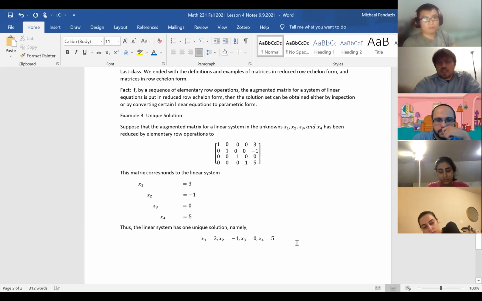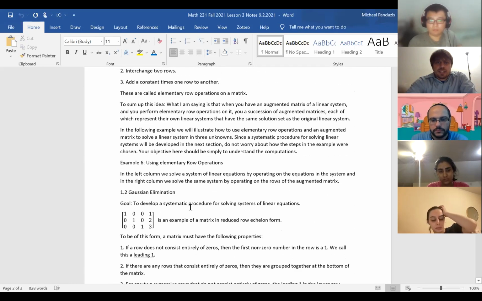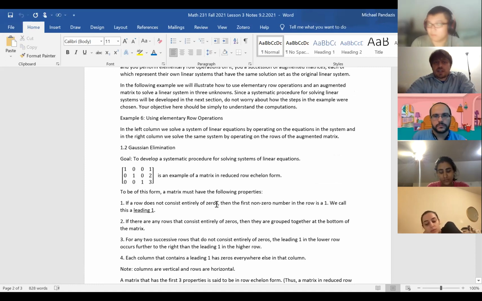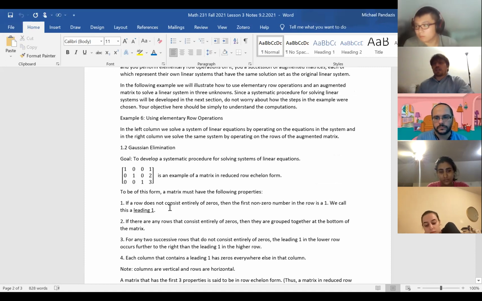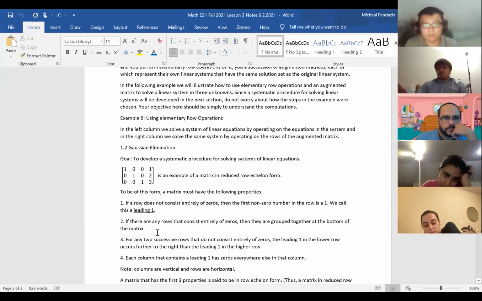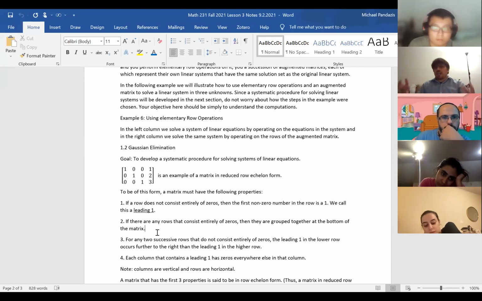Okay, so the 4 properties, again, for a matrix to be in reduced row echelon form. Okay, so if a row does not consist entirely of zeros, then the first non-zero number in the row is a 1. We call this a leading 1. So the first property again is if you have a non-zero row, the first non-zero entry is a 1, and it's called a leading 1 for the row it's in. 2, if there are any rows that consist entirely of zeros, they're at the bottom. Okay, if there are no entirely zero rows, then this condition is satisfied vacuously.